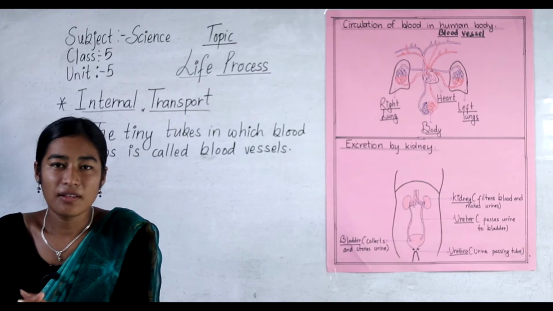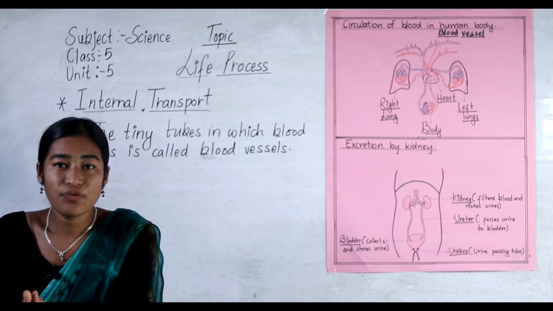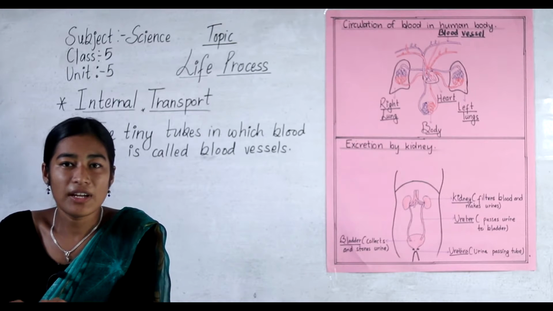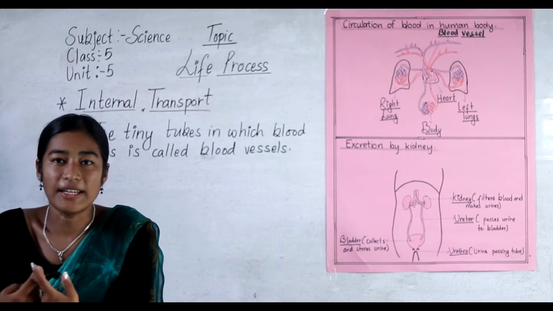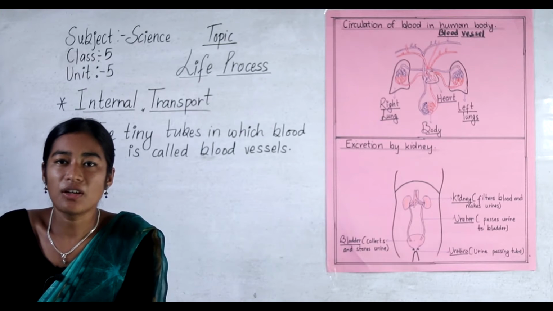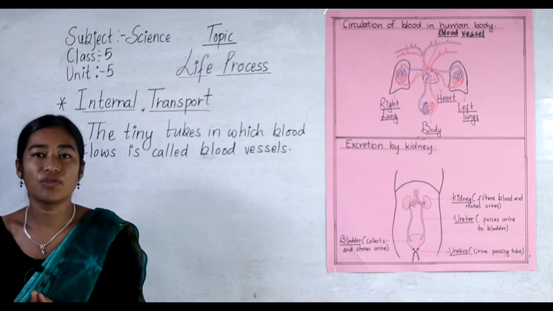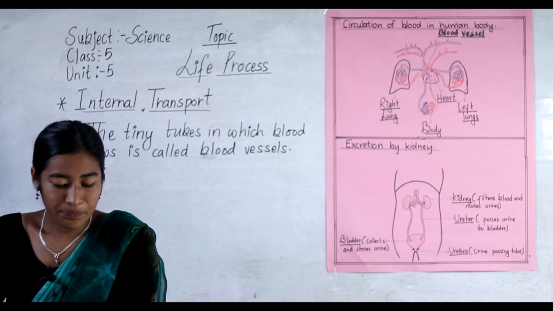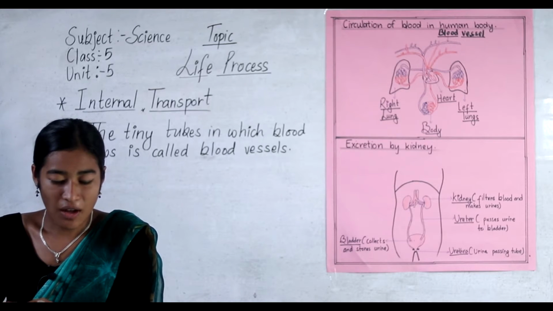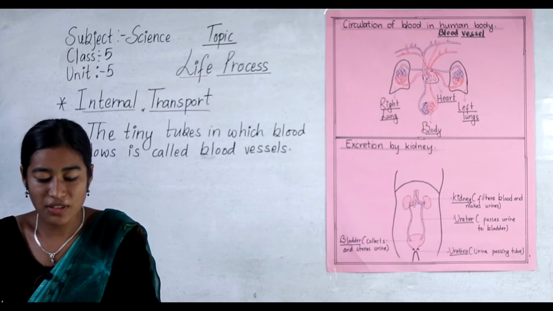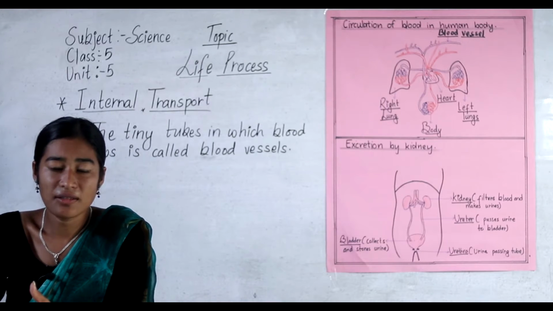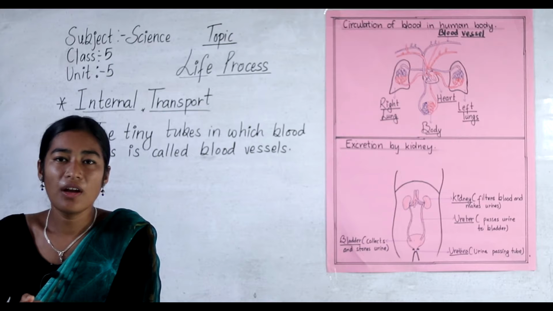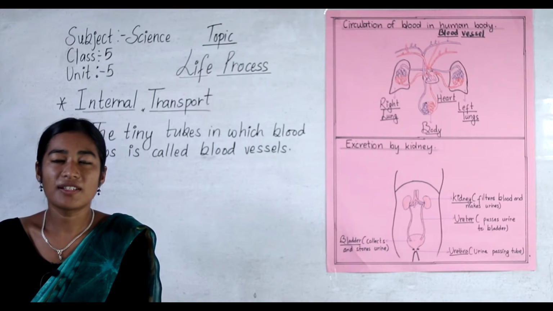Our topic is internal transport. We know that the digested food is mixed with the blood. So what is blood? The red liquid that flows in our body is blood. Blood contains oxygen, as I have already told you in the respiratory system. So here is a question: do you know how the digested food and oxygen are carried to different parts of our body? It is done by the circulatory system.